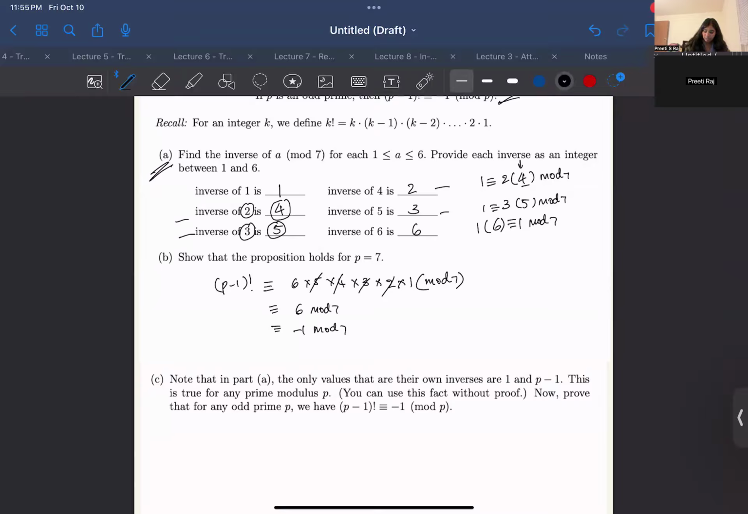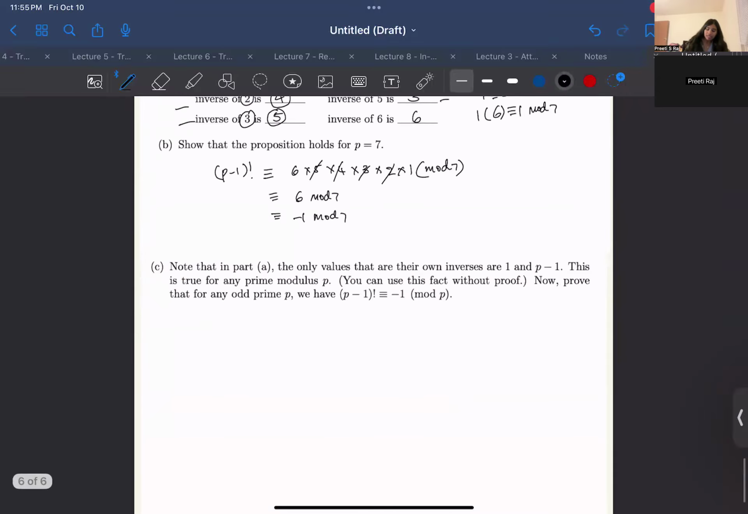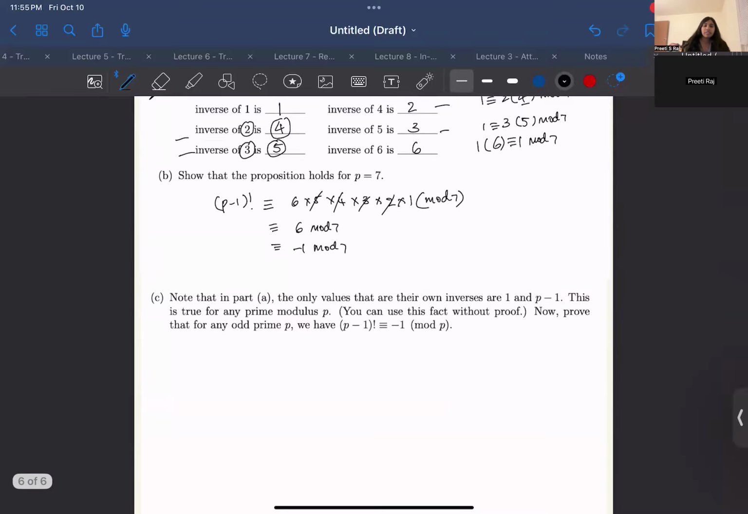Now prove that for any odd prime p, we have (p minus 1) factorial is equivalent to minus 1 mod p. Okay, so we can use some of the intuition that we developed from part B, right? If I'm writing out (p minus 1) factorial, instead of having to multiply all the numbers, I know that a few of the numbers are going to cancel out with each other, because the inverse of that number is not going to be itself. It has to be some other number that I'm multiplying it with. So that's going to simplify down to a 1.